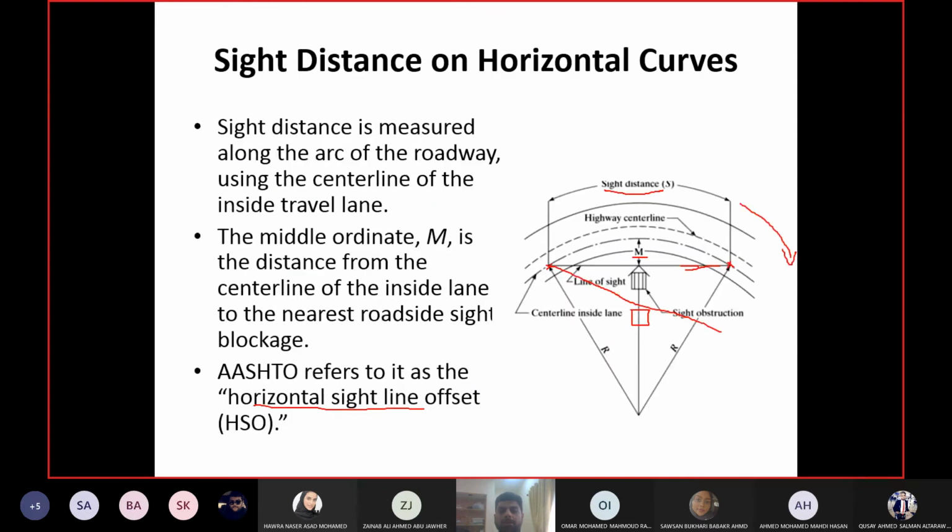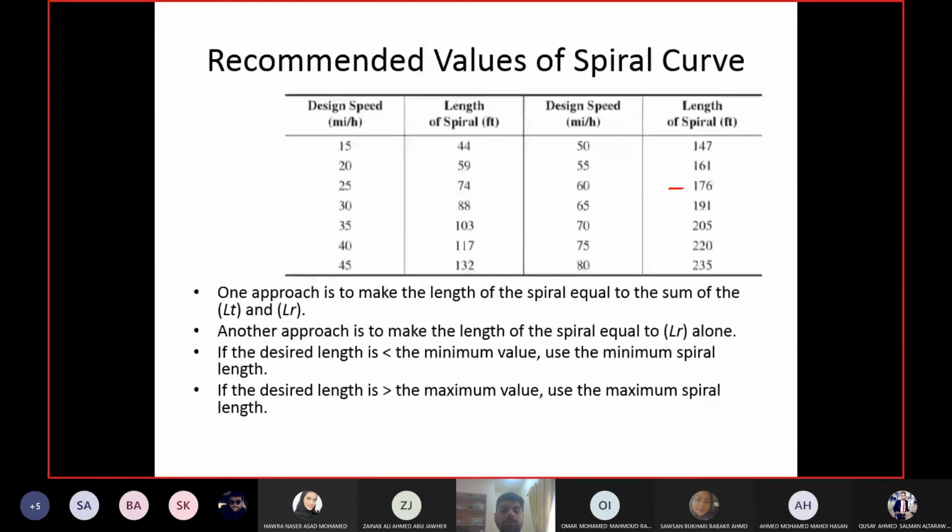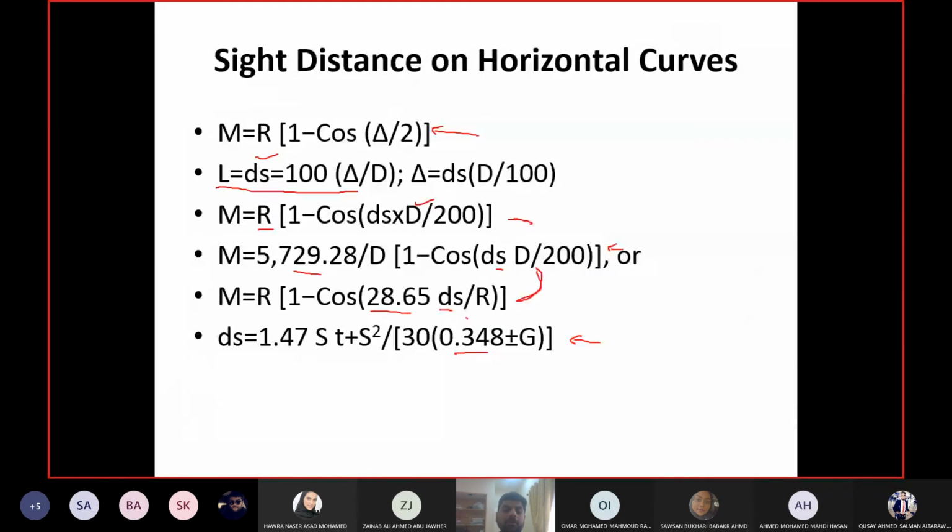Okay. So I will go to the, where I'm going, confused. Okay. So we need to find out M. Now we can use this equation because the degree of the curve is given. Okay. So we'll use this equation. Now in this equation we have D, 6 degrees given. We need DS. For the DS we will use this equation.